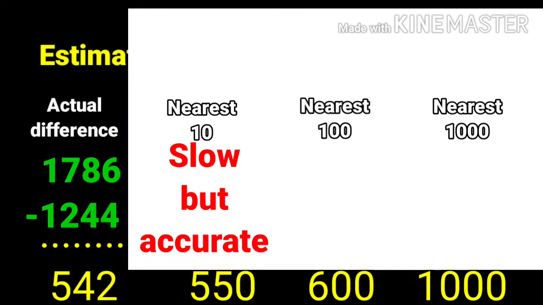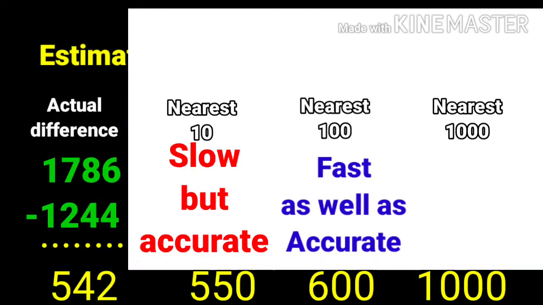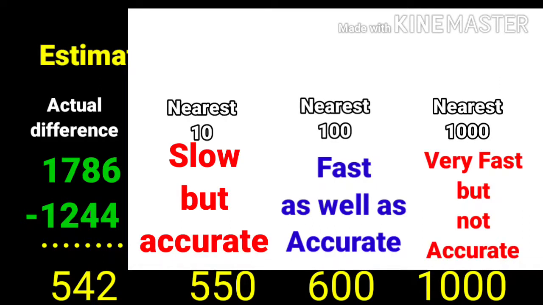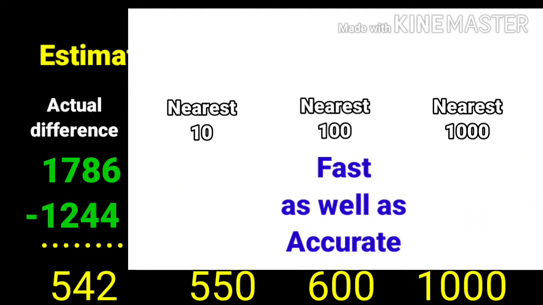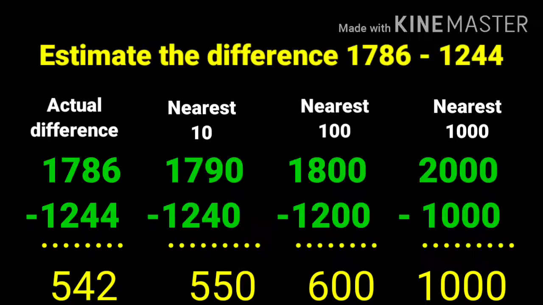Now estimate to the nearest 100: 600 is accurate as well as fast. Last but not least, estimate to the nearest 1000: getting the solution 1000 is very fast, but it is not so accurate. So we have to prefer estimating to the nearest 100. This will give an accurate answer as well as be fast to solve. I hope that now you are able to decide which estimation to use in which question.